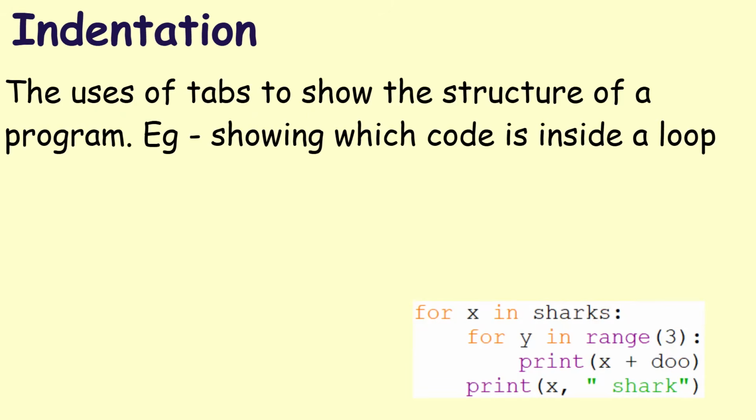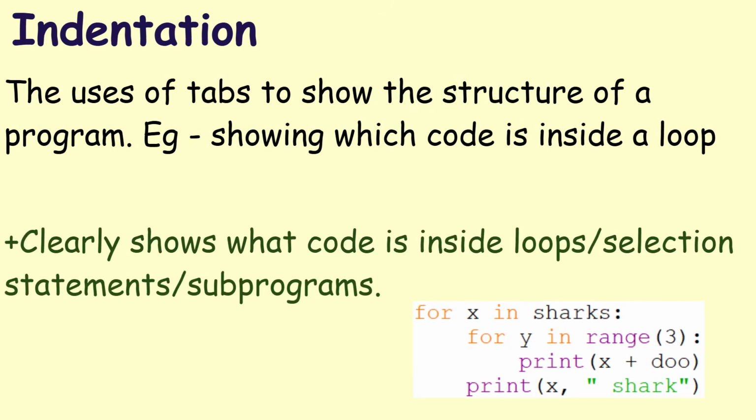Indentation is the use of tabs to show the structure of a program, showing what code is inside the loop. We know that in Python we have to put that in, and it clearly shows what code is going to be inside the if and else, or the loops as well, or subprograms. And it improves readability.